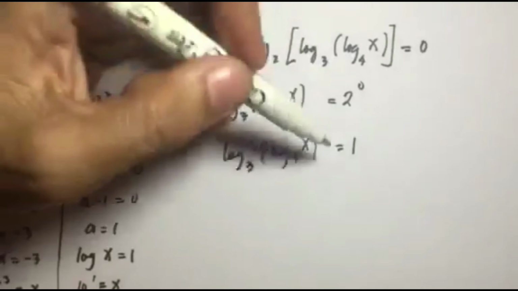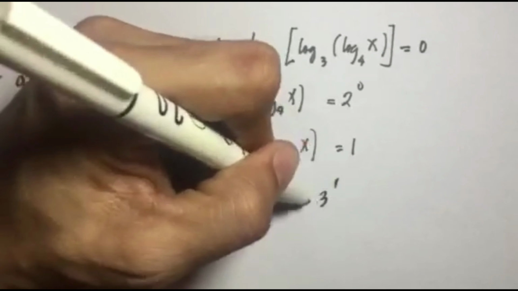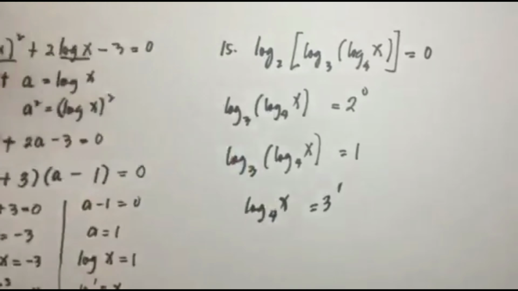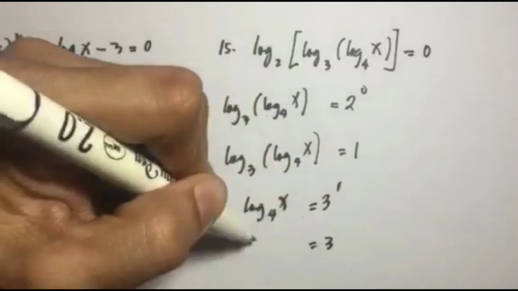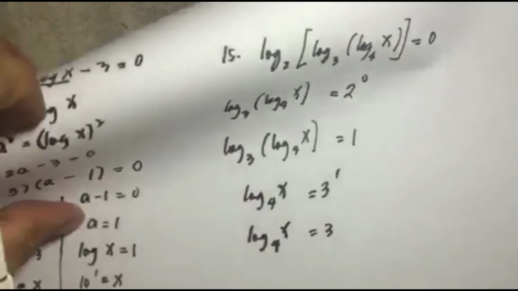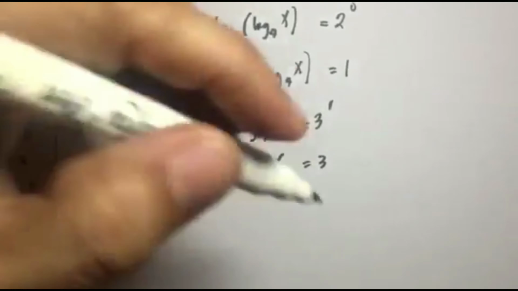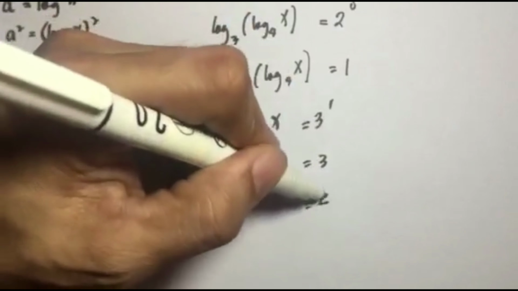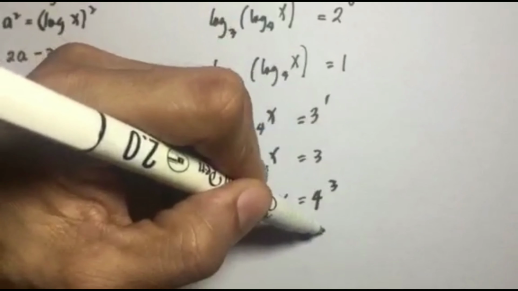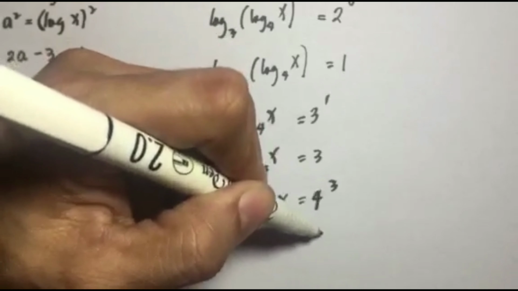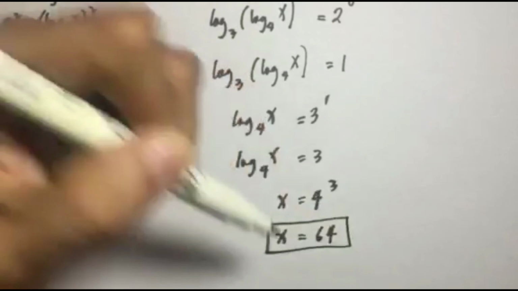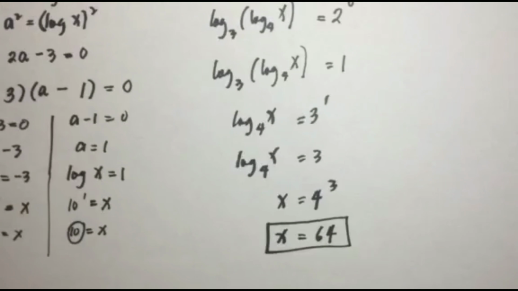So, anong next? Transform ulit natin. Magiging 3 raised to 1 equals to, may iwan yung logarithm of x to the base of 4. 3 raised to 1 is 3. Then, bring down logarithm of x to the base of 4. Next, transform again. Magiging 4 cube equals to x. And 4 cube is 4 times 4 times 4, hindi yan 12. So, that is 64 equals x. So, that is the value of x.